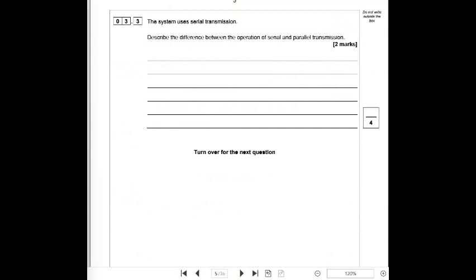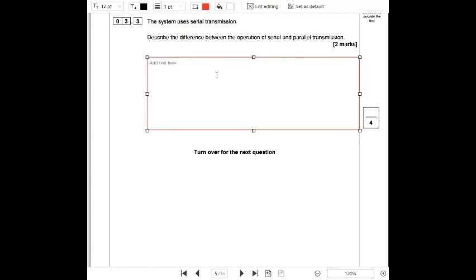Okay, here's serial transmission. So, the system uses serial transmission, and 2 marks. For 2 marks, we need to describe the difference between the operation of serial and parallel transmission. So if something's done serially, it means sending 1 bit at a time. That's 1 mark. Whereas, to get the second, parallel sends multiple bits at the same time. That's all you need to say for 2 marks. If you say both sides for serial or both sides for parallel, you're only going to get 1 mark because it wants serial and parallel transmission.